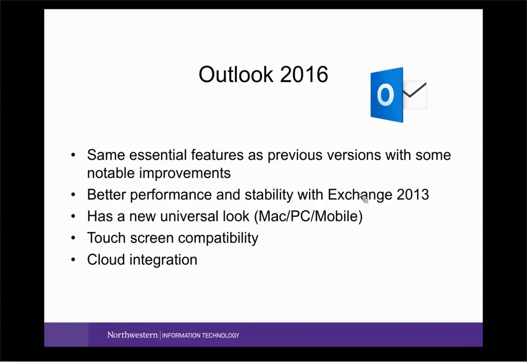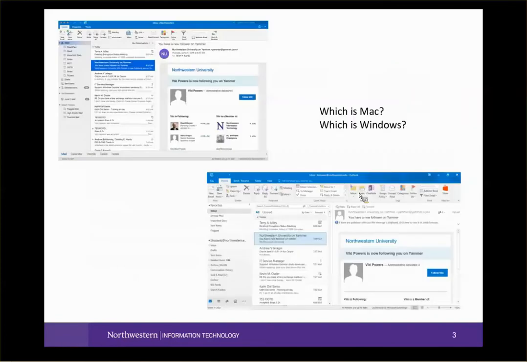They run that. So the Outlook 2016 app actually exists on all platforms. We have Mac, PC, and mobile for iOS and Android. It has a universal look, and what I mean by that is Microsoft's intention is you should be able to use any device and have the same functionality throughout your experience. So I'll kind of go into that. Also, there's some touchscreen capabilities in there and cloud integration.